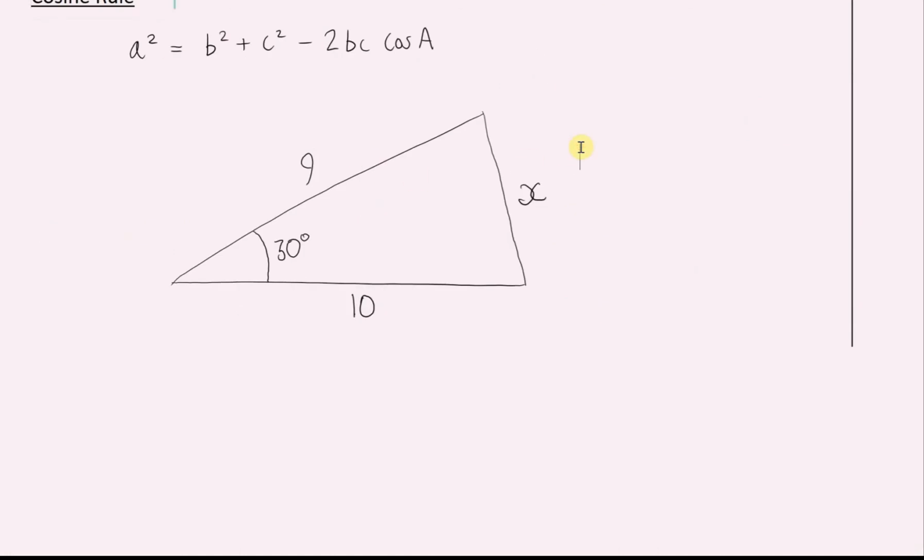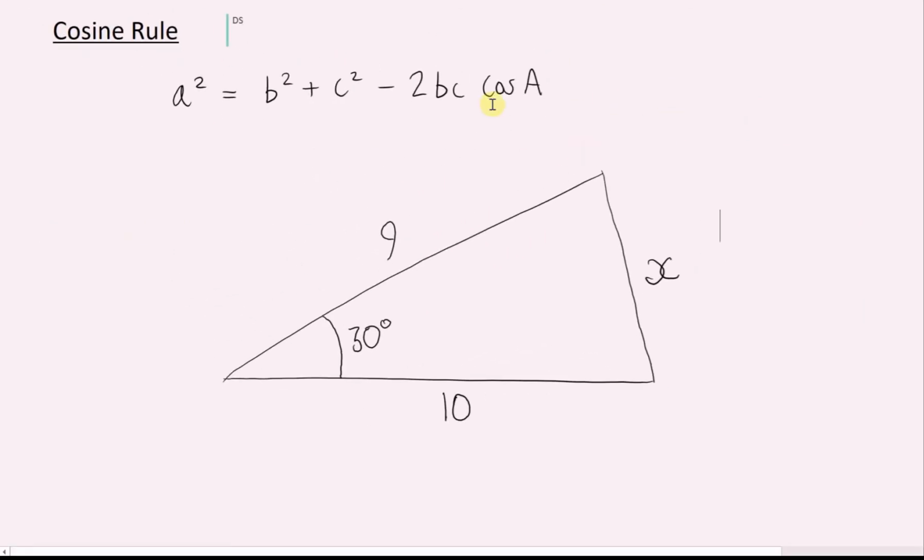So let's try a few questions. Like I said, this first form of the cosine rule is used to find missing lengths. In terms of the setup, you basically need two other sides and the angle in between them. If you've got that, then you have enough to work out this side here. First thing, we're going to label our triangle.